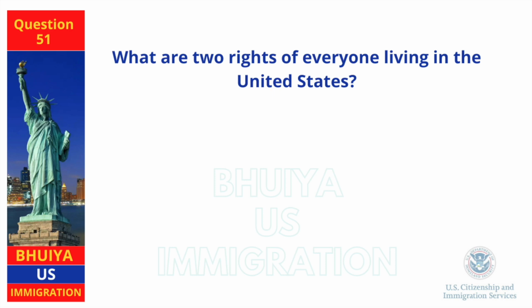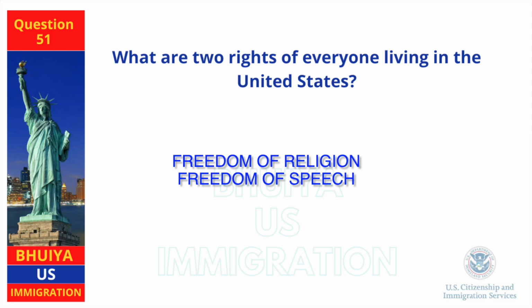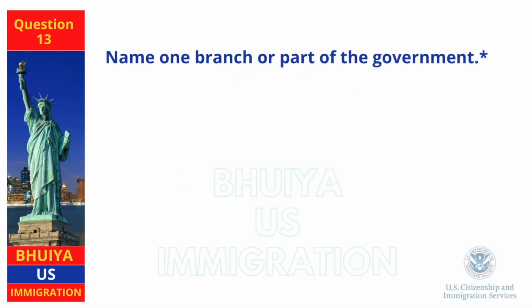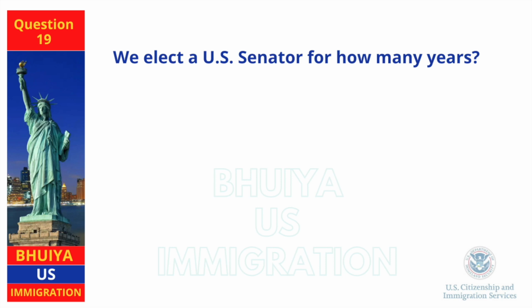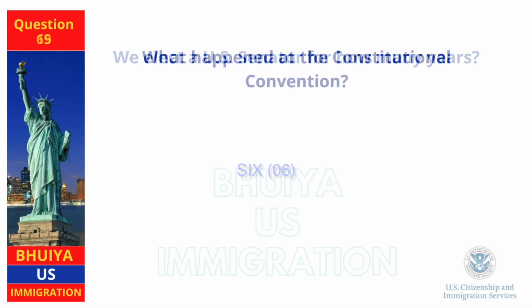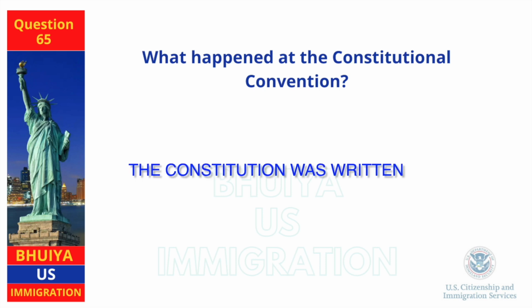What are two rights of everyone living in the United States? Freedom of religion. Freedom of speech. Name one branch or part of the government. Congress. We elect a U.S. senator for how many years? 6. What happened at the Constitutional Convention? The Constitution was written.